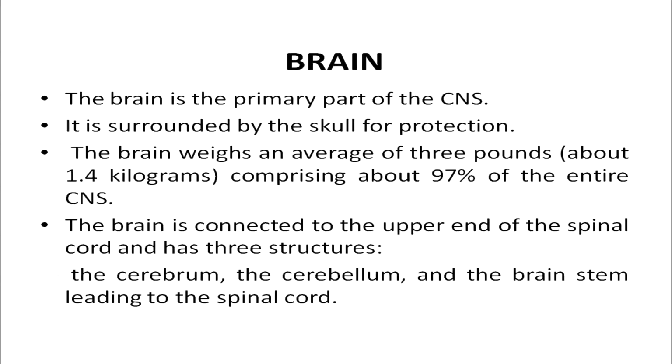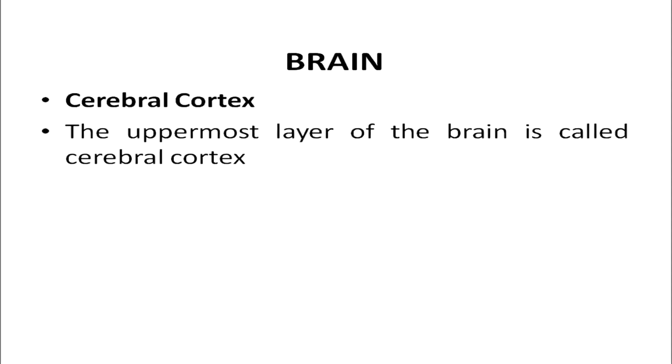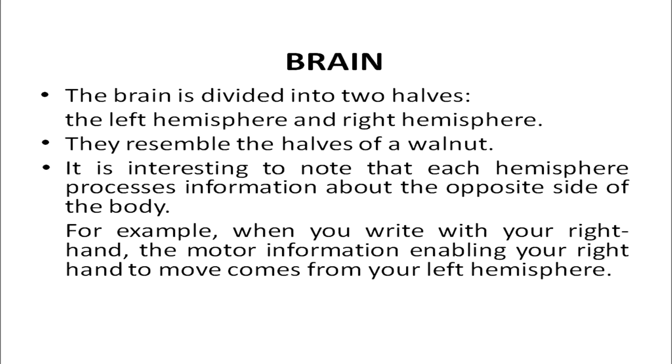and it has 3 structures. The first structure is known as the cerebrum, the second is known as the cerebellum, and the brainstem leading to the spinal cord. The brainstem is also divided into the medulla oblongata, the midbrain and the pons. These are the structures in the brainstem. Cerebral cortex: the uppermost layer of the brain is called the cerebral cortex. The brain is divided into two halves.